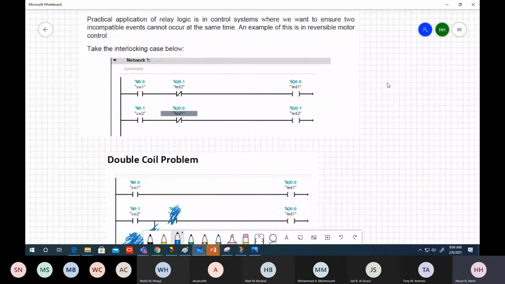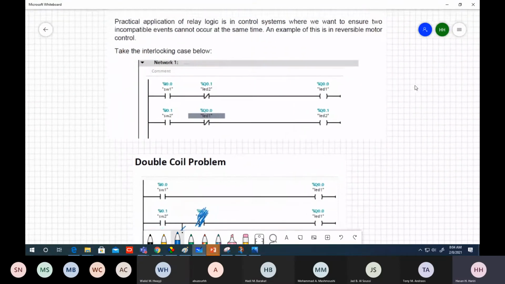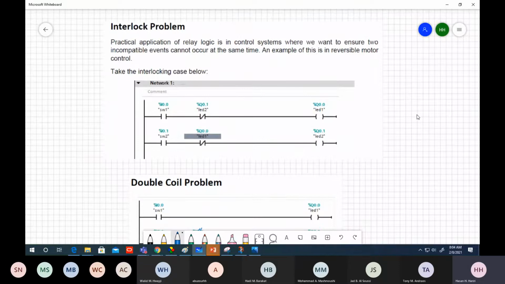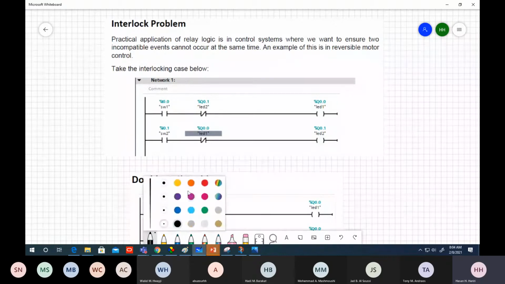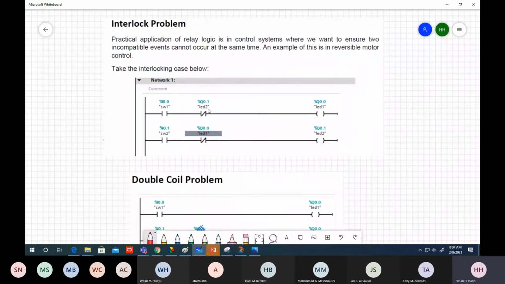Okay, able to see the screen, right? This we call it interlock. This kind of problem that you can see here, we call it interlock. So who would help me analyze this problem? The interlock problem.